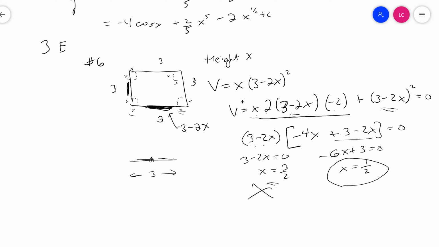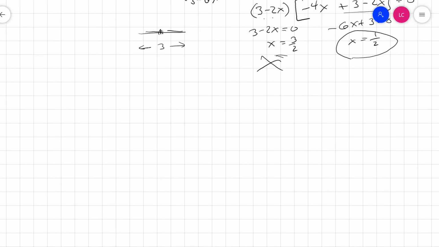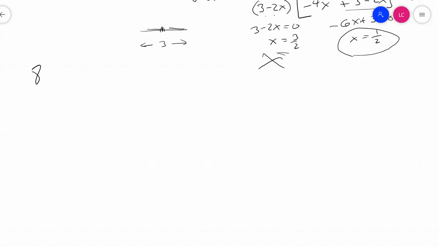All right, so that was 6 then. Someone had a question on number 8. Number 8 is another antiderivative. Antiderivatives are hard, so make sure you're treating them with healthy respect. They're not going away, so make sure that you're getting very careful with them.